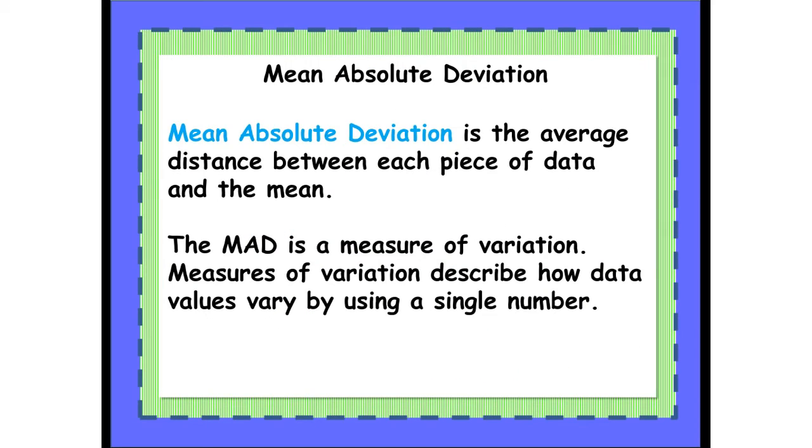Okay, so on the first page of notes for mean absolute deviation, you want to write down the definition for MAD. Mean absolute deviation is the average distance between each piece of data and the mean. The MAD is a measure of variation. Measures of variation describe how data values vary by using a single number. Pause the video and make sure you get that written down so you have it for reference later.